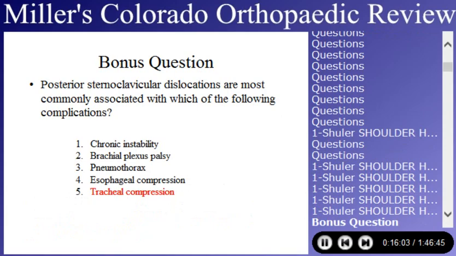Bonus question, not in your handout. Posterior sternoclavicular dislocations are most commonly associated with which of the following complications? This is the brand new stuff in the computer lab. Most commonly associated with tracheal compression.